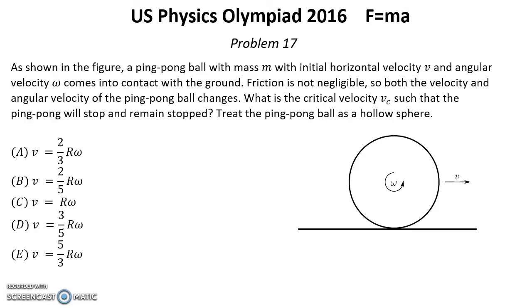Problem number 17. As shown in the figure, a ping pong ball with a mass m, with the initial horizontal velocity v and the angular velocity omega, comes into contact with the ground. Friction is not negligible, so both the velocity and the angular velocity of the ping pong ball change. What is the critical velocity Vc such that the ping pong ball will stop and remain stopped? Treat the ping pong ball as a hollow sphere.